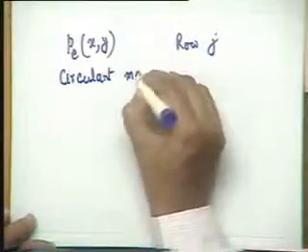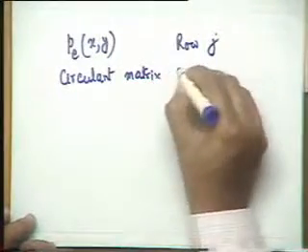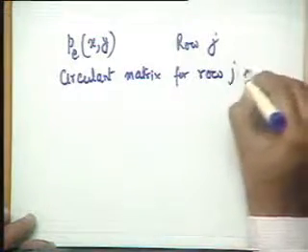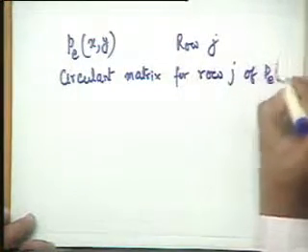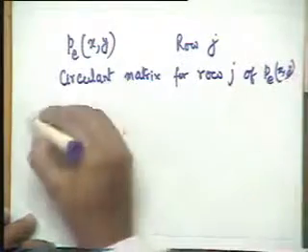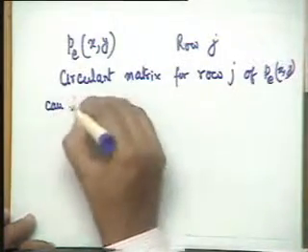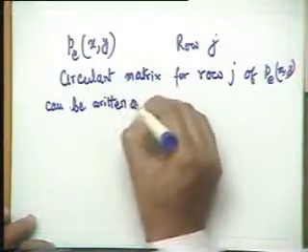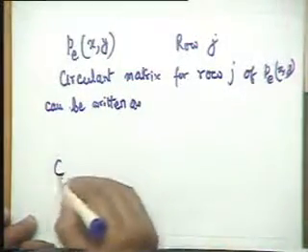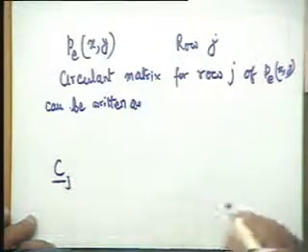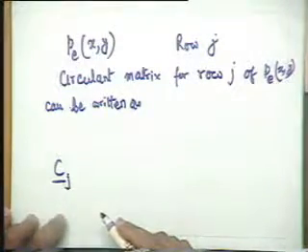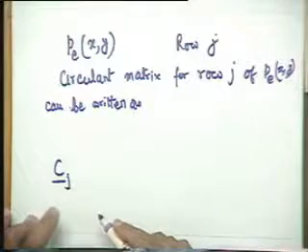Okay, so the circulant matrix for row j of pe(x,y) can be written as, let us call that circulant matrix by the symbol C, and we are indicating some suffix j, okay, so that it is the circulant matrix of the jth row.